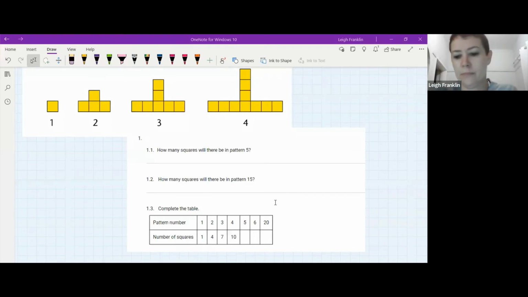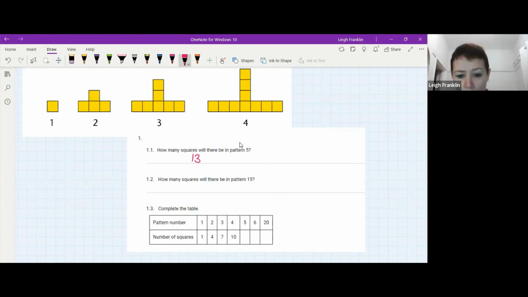Can I do number 1.1, please? Sure, Devin. What did you get in question 1.1? What was your answer? I got 13, ma'am. 13. Okay. I agree with you, Devin. And how did you work that out? What did you do? I counted how many squares there were in number 4, and I saw that you just have to add 3. So I added 3 to number 4, and I got 13. Lovely. That's great, Devin. That's a lovely explanation.